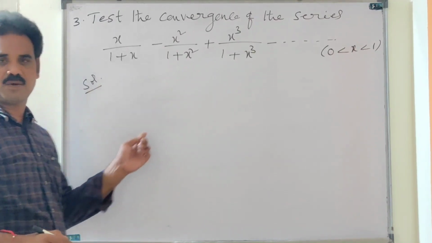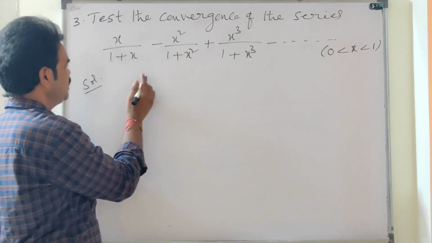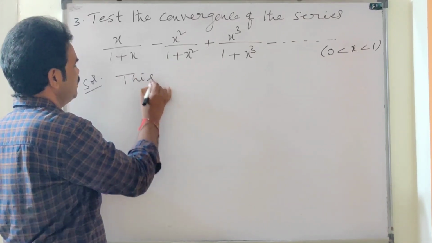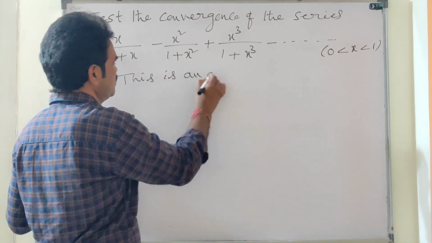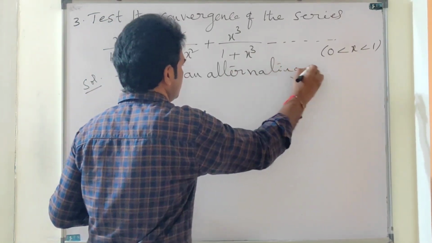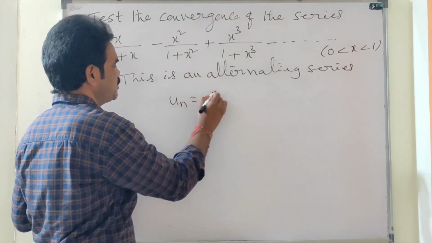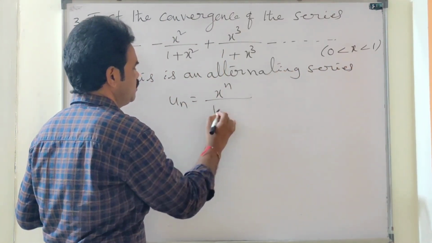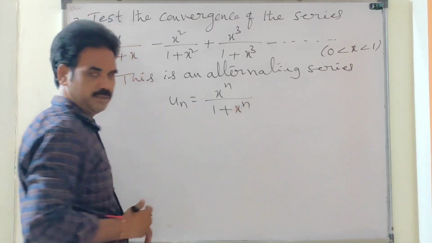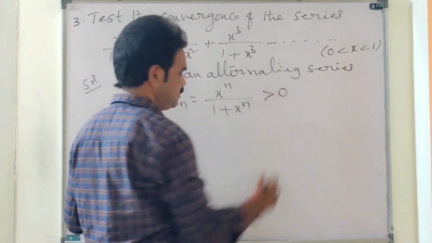So clearly this is an alternating series since the terms are alternatively positive and negative. Okay, this is an alternating series. Here un is equal to x power n by 1 plus x power n. Since x greater than 0, each un greater than 0.